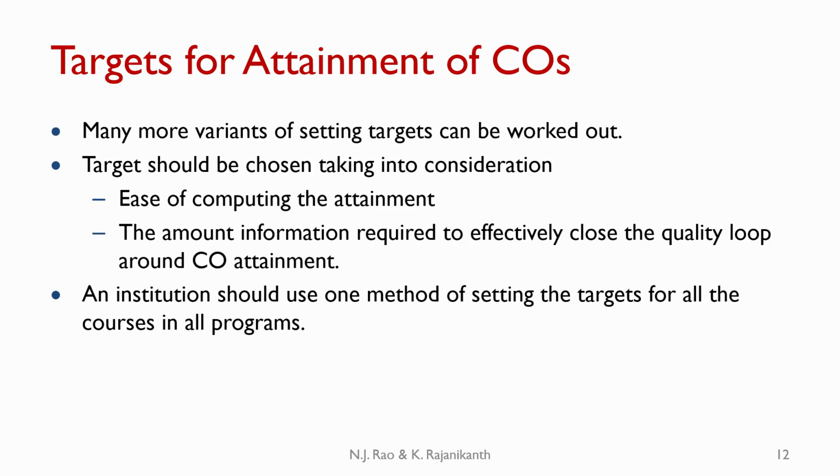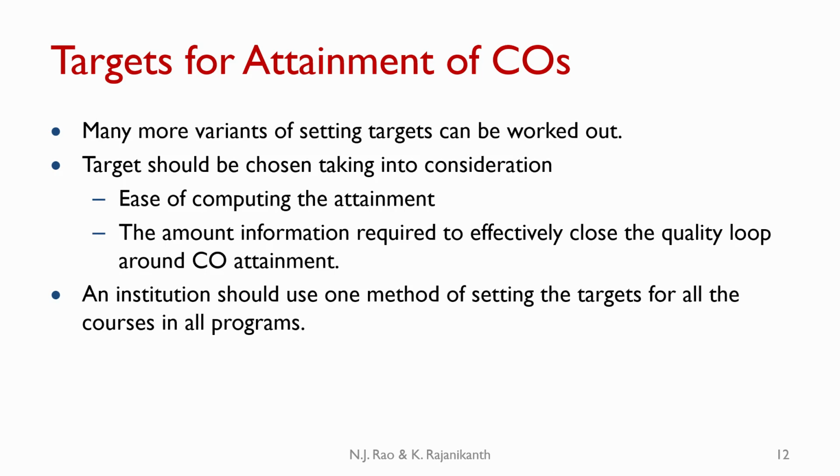Okay. Now, many more variants of setting the targets can be worked out. For example, a simple example can be that I can set the number of students who score more than 60%, 60% because it is the first class limit. The number of students who score more than 60% will be more than 70% of the class strength. Some institutes have set targets like this.